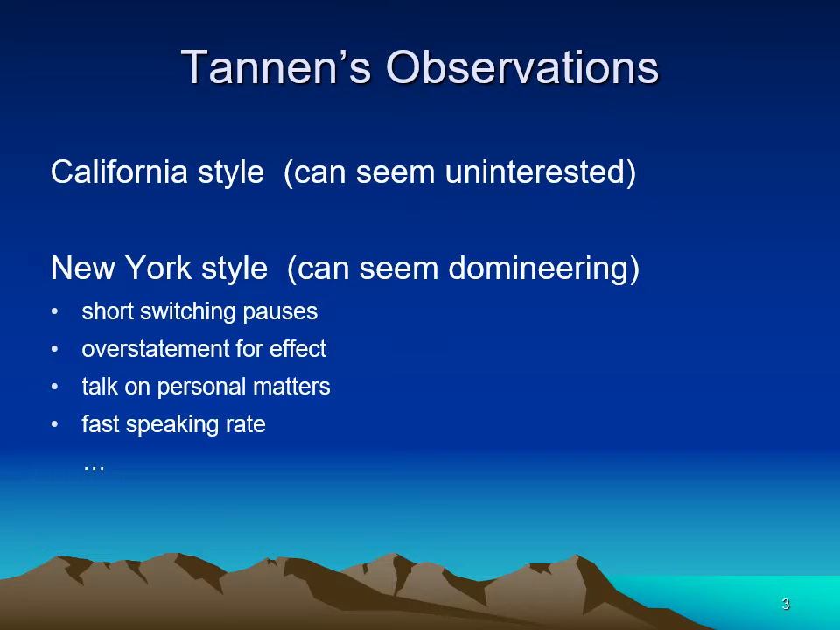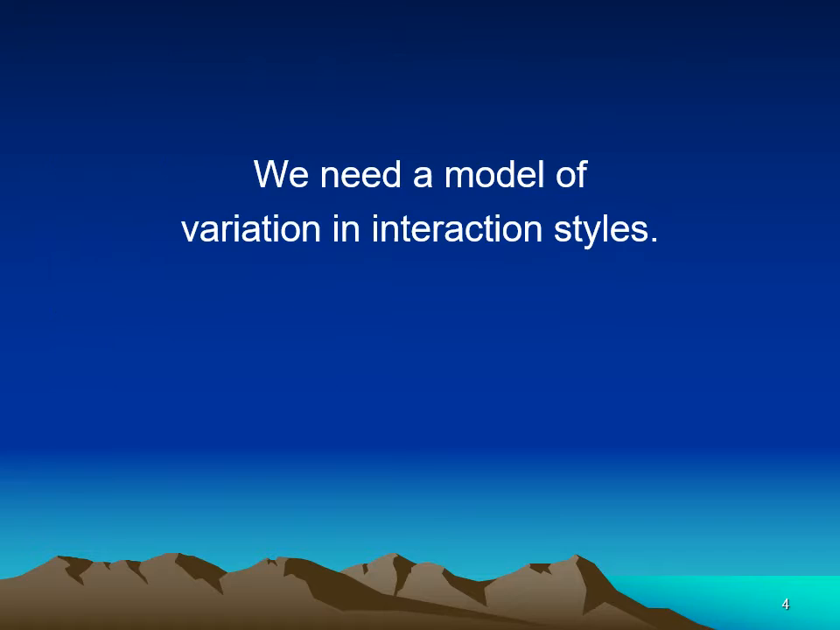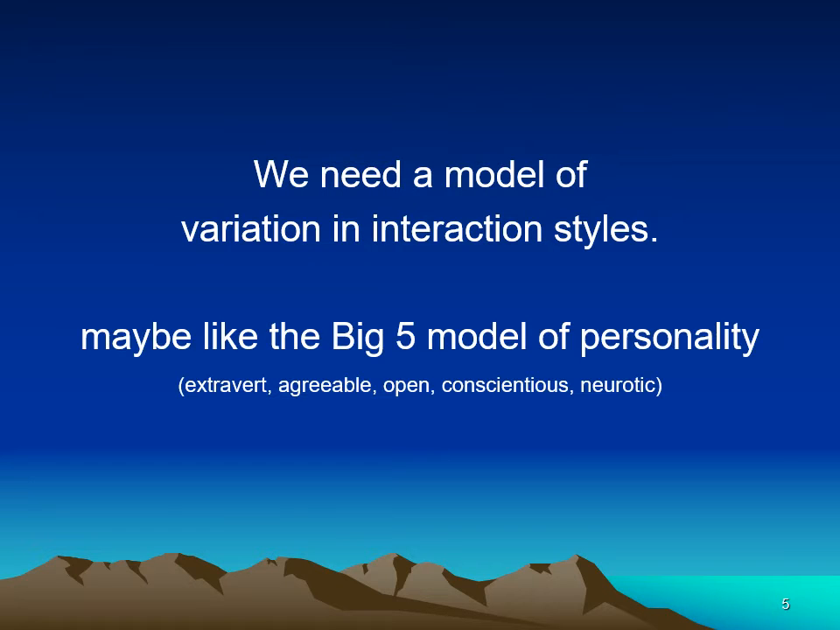So there's a lot of good descriptive work. However, that work has not been systematized. There is no overall model of the space of variation in interaction styles. Such a model would be nice to have for several practical reasons.